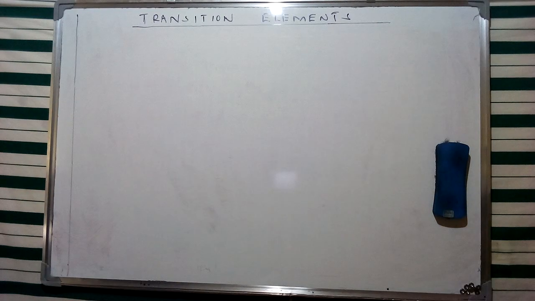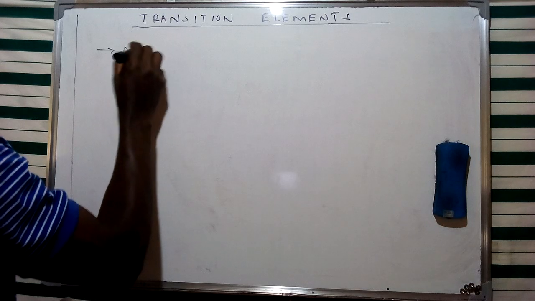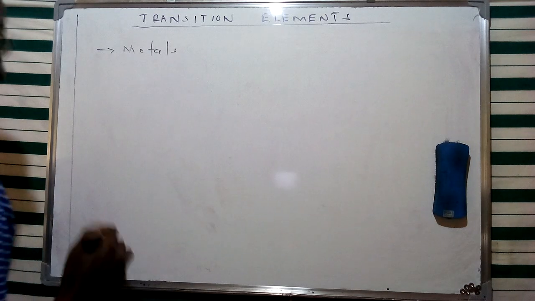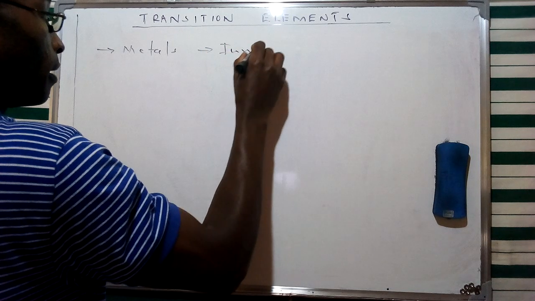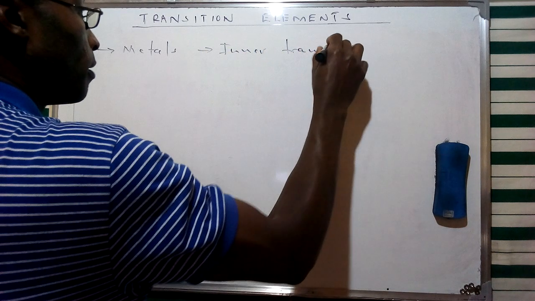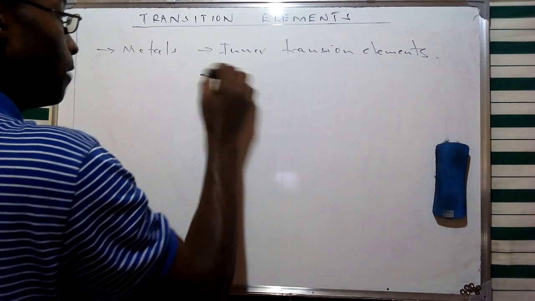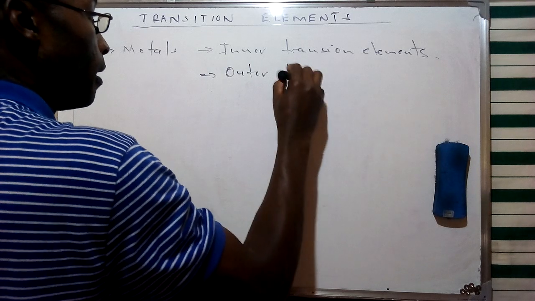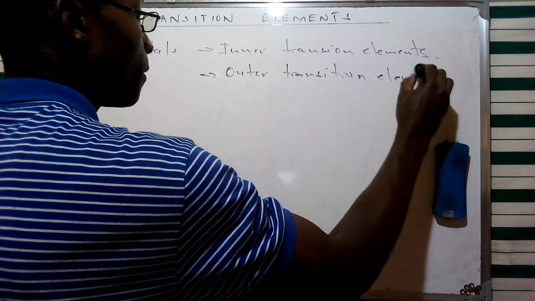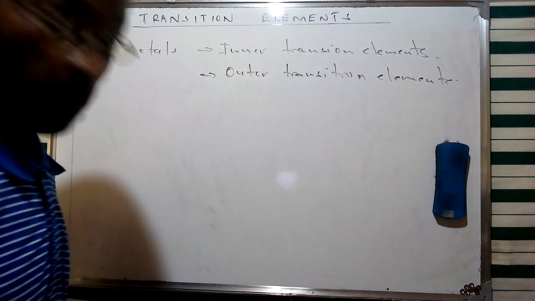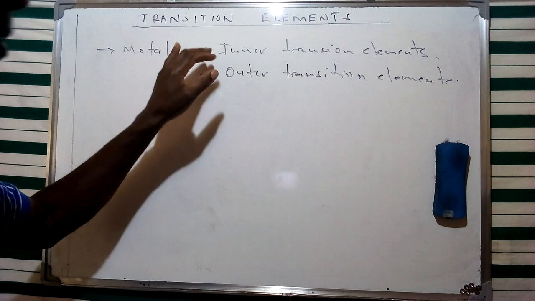So I mentioned basically that these specific transition elements constitute metals, and as I've said, these are going to constitute the inner transition elements, and then we shall have the outer transition elements, which were mentioned in our last discussion. So this is going to be arranged from these particular elements.